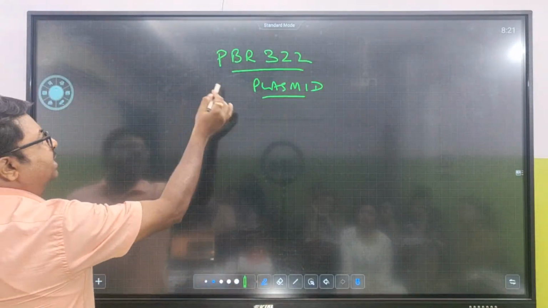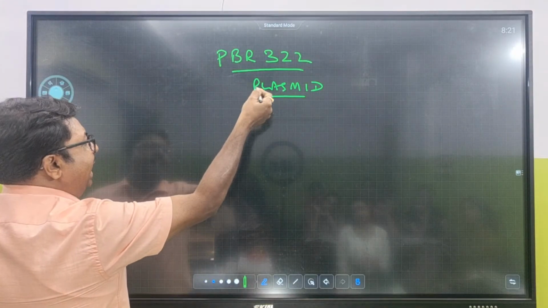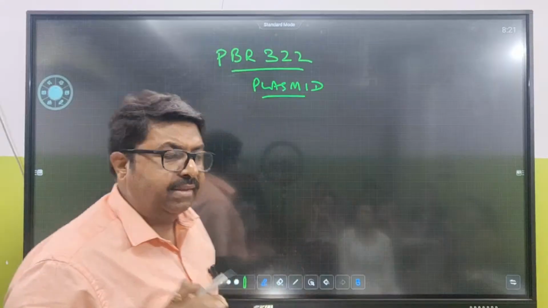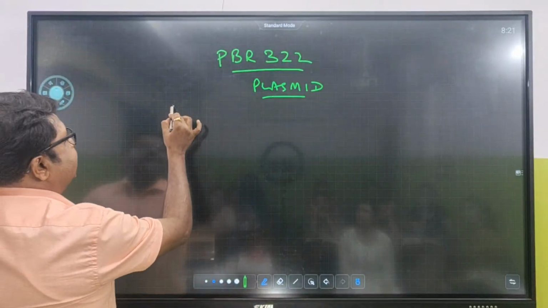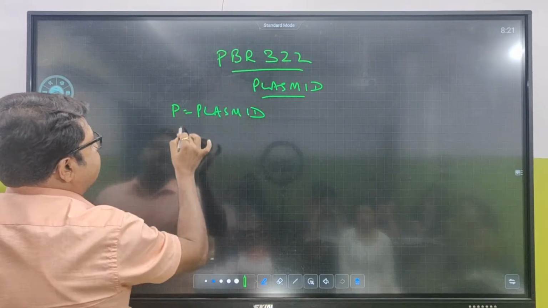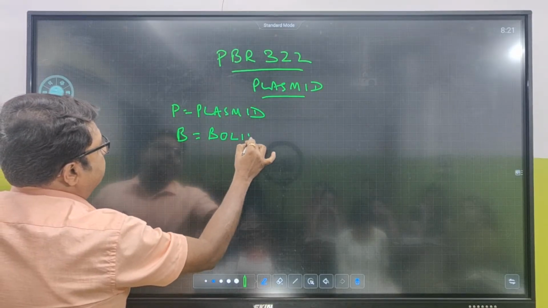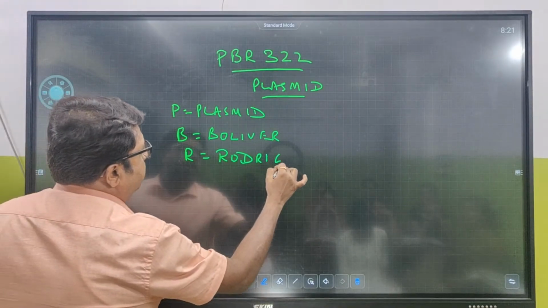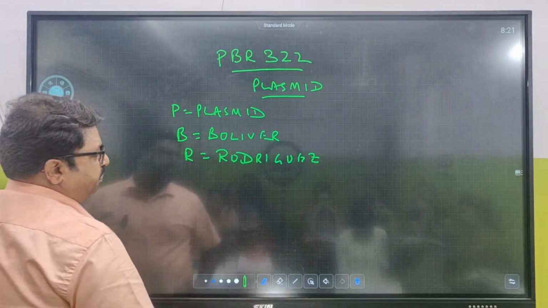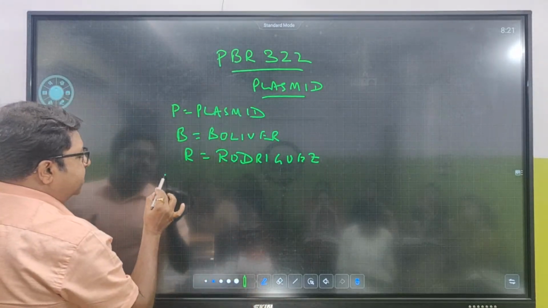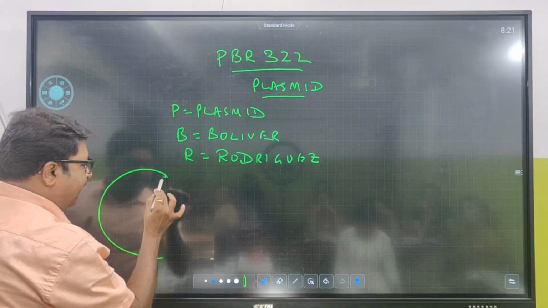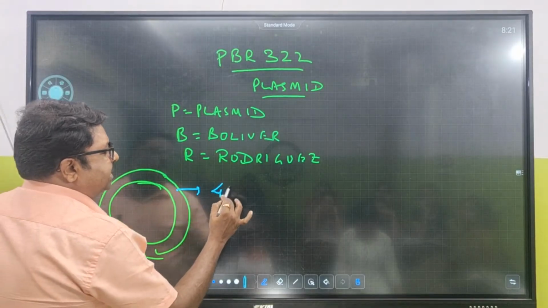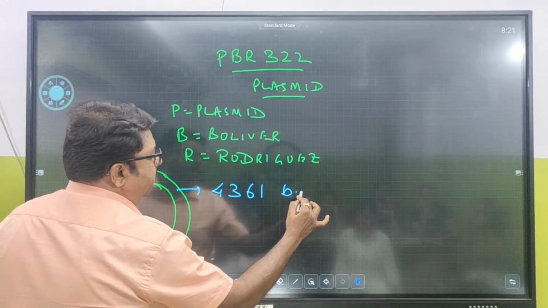Now what is pBR322? It's a plasmid. And this plasmid is made by human beings for our purpose. Now understand this. What does P stand for? P stands for plasmid. What does B stand for? B stands for the person named Bolivar, and R stands for Rodriguez. Fine? Now, if this is the plasmid, which is there in your book, a rough idea, this plasmid has 4361 base pairs.